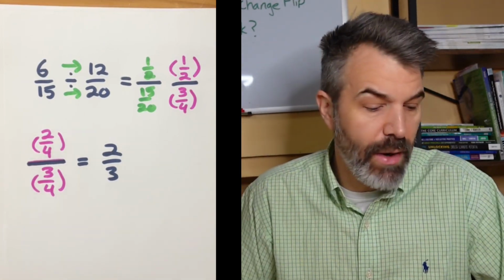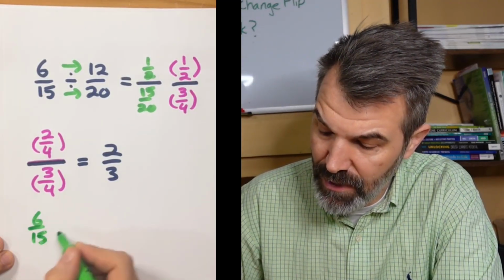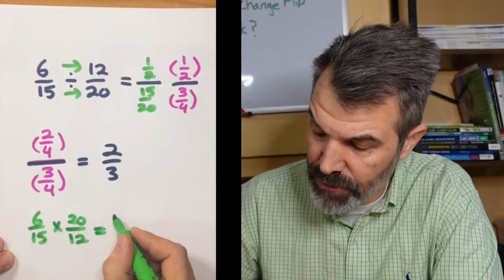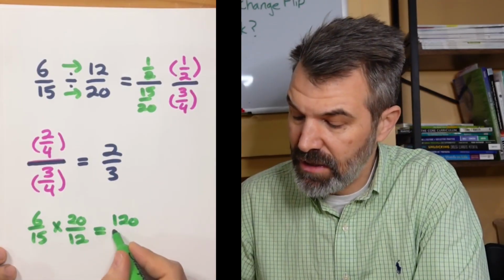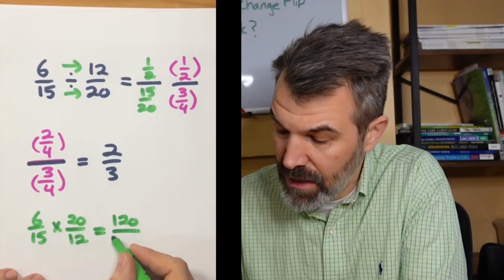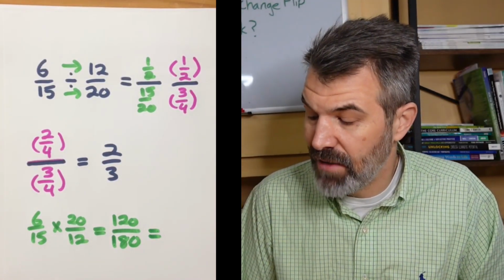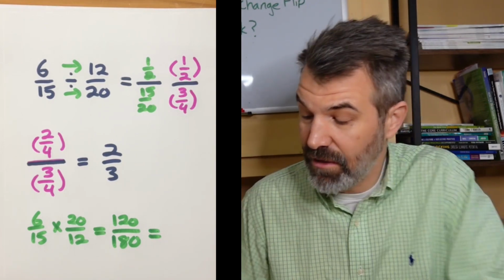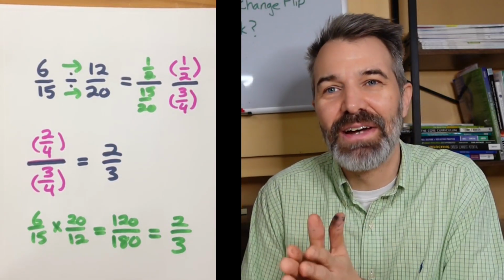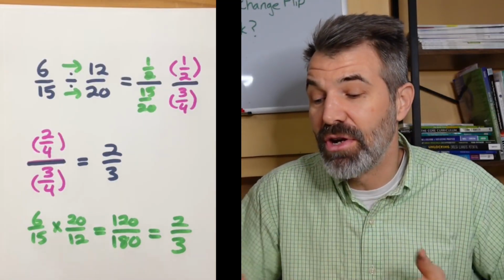Let's see, did it work the other way? If I multiply it out the same way our teachers taught us to, 6/15 times 20/12. 6 times 20 is 120. 15 times 12 is 180. And 120 over 180, if I divide both by 60, I in fact get 2/3. So what we're talking about here is you actually can divide straight across, like we multiply straight across, numerator times numerator, denominator times denominator. You can do the same thing with dividing.